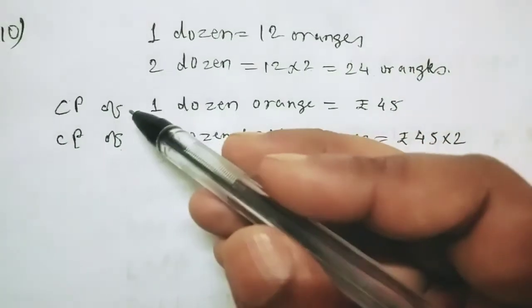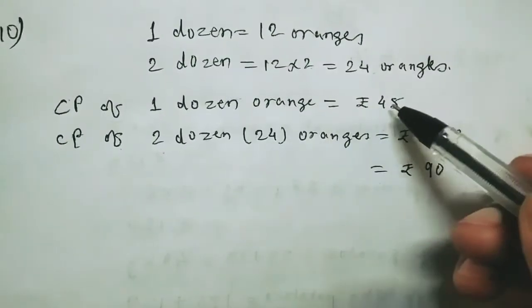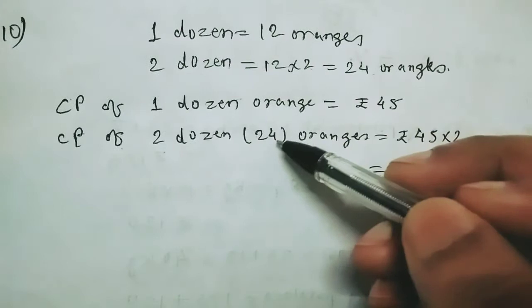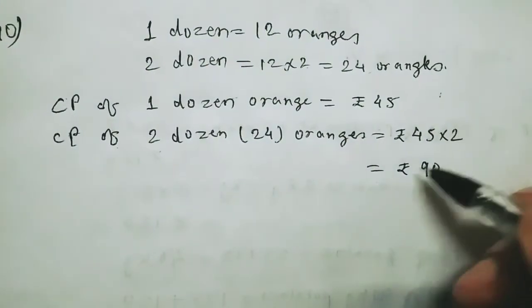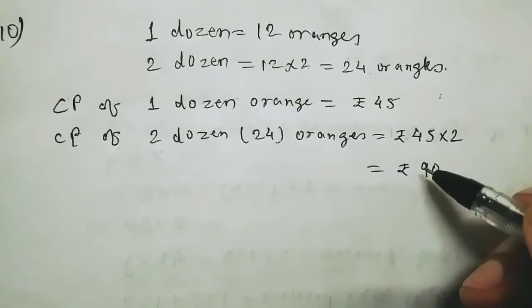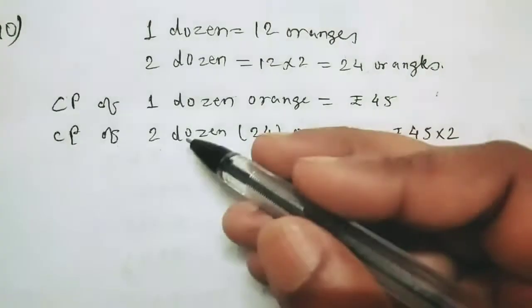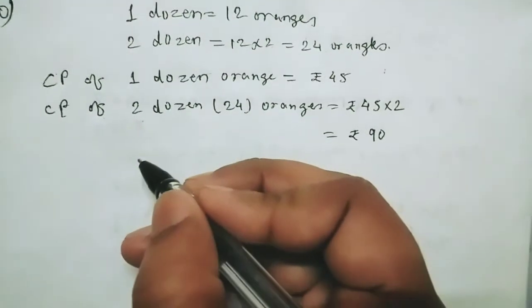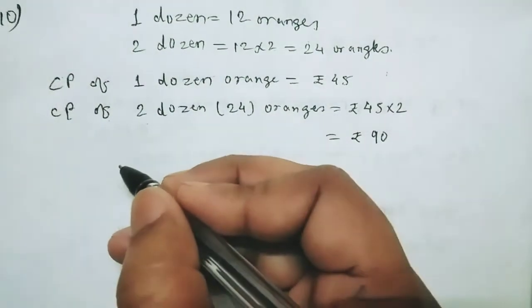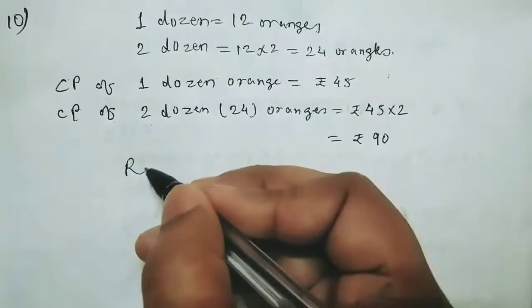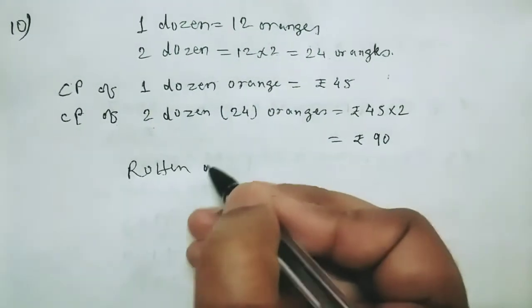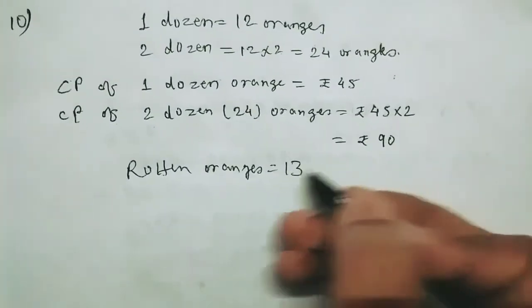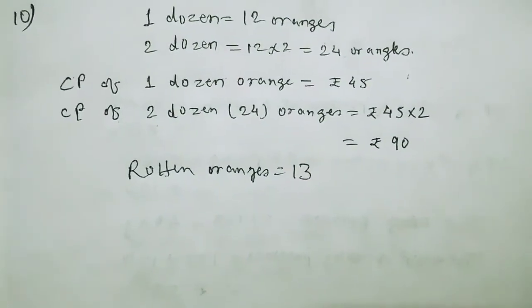Okay, so the cost price of 1 dozen oranges is given as 45. So the CP of 2 dozen, that means 24 oranges, is 45 into 2, that is 90. So 90 rupees is the cost of 24 oranges, 2 dozen oranges. Now in the question it is given that 13 oranges are rotten. That means rotten oranges equal 13. Now how many good oranges are remaining?